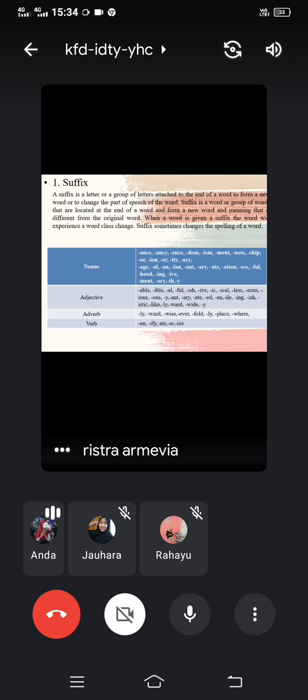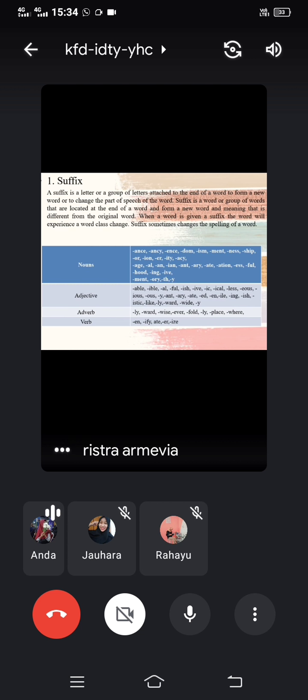Number 1, suffix. A suffix is a letter or a group of letters attached to the end of a word to form a new word or to change the part of speech of the word. A suffix is a group of letters located at the end of a word that forms a new word with a meaning different from the original word. When a suffix is given, the word will experience a word class change. Some suffixes change the spelling of a word.